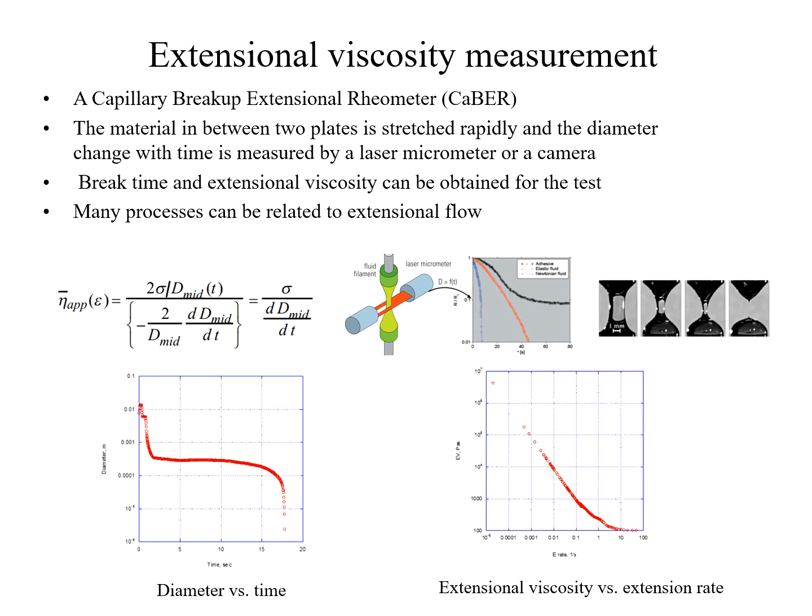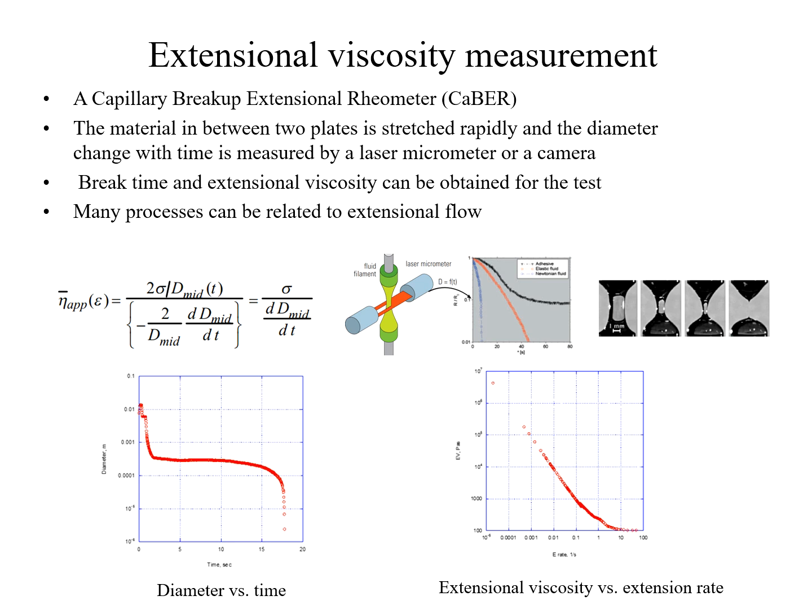Extensional viscosity measurement. A capillary breakup extensional rheometer can be used for low viscosity material. The material in between two plates is stretched rapidly and the diameter change with time is measured by either a laser micrometer or a camera. Break time and extensional viscosity can be obtained from the test.